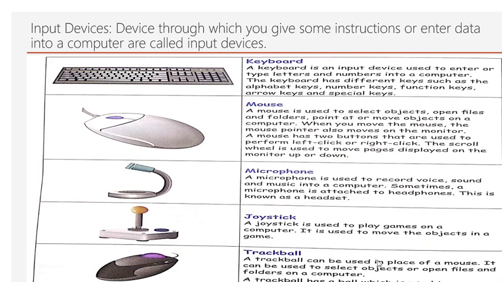So a trackball can be used in place of a mouse. It can be used to select objects or open files and folders on a computer. As I said, there is a ball which is used to move the mouse pointer on the screen. When we rotate the ball, our pointer is displacing or moving along the screen. In a similar manner, when we move this trackball, it does the same thing as our mouse does.